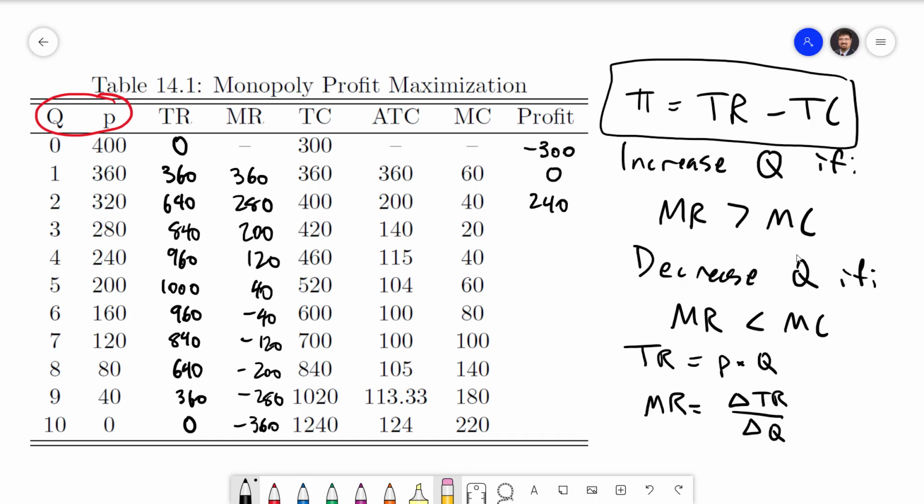At 3, we have 840 revenue, 420 total cost, which leaves us with 420 profit. Next, we have 960 revenue and 460 total cost, so that's going to be 500 profit. At 5 output, we have 1,000 revenue, 520 total cost, so we have 480 profit. We've now found the point where profit maxes out, and we're going to see a decrease from here. I'm going to go ahead and fill the rest of these in.